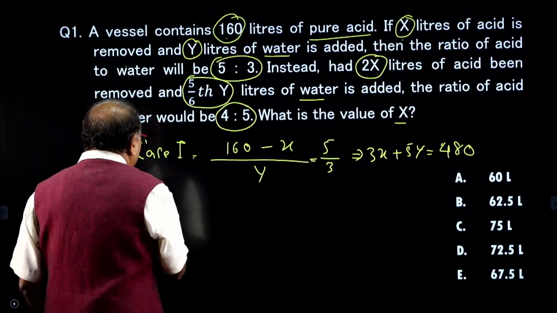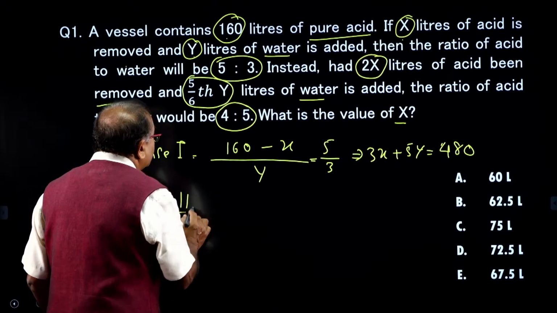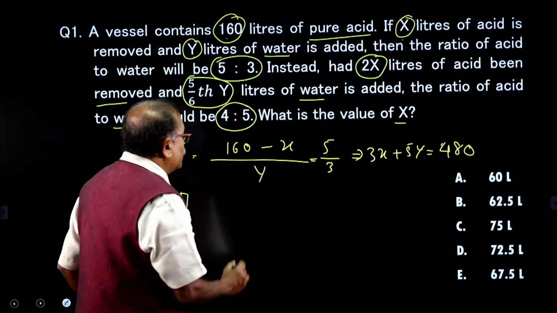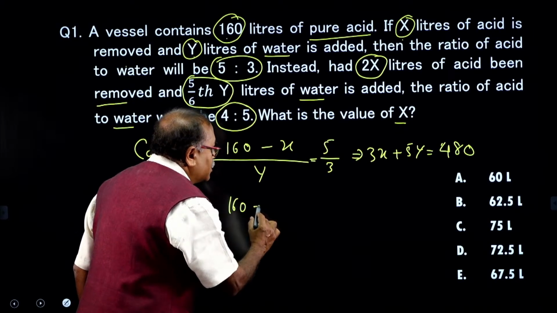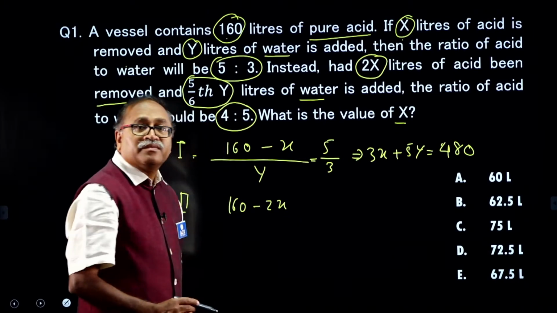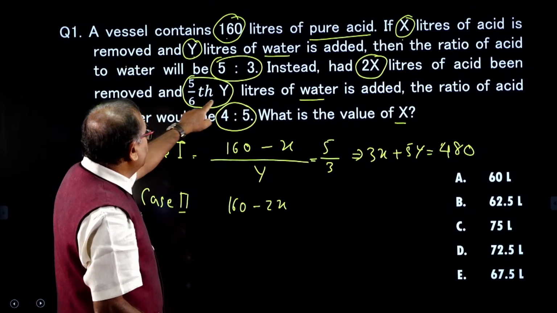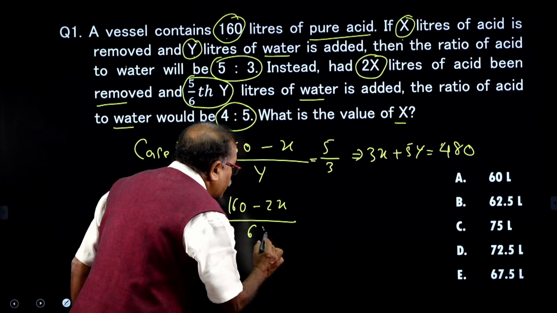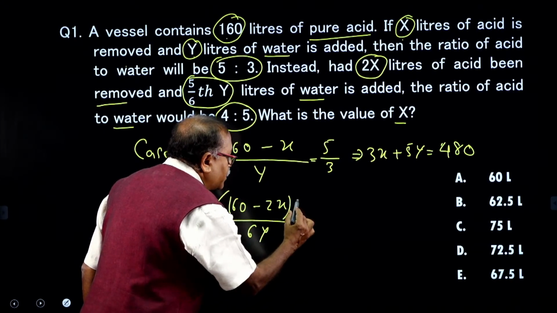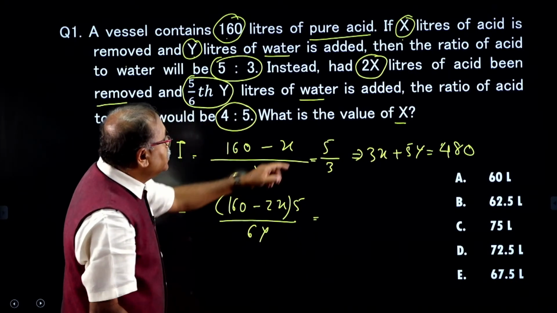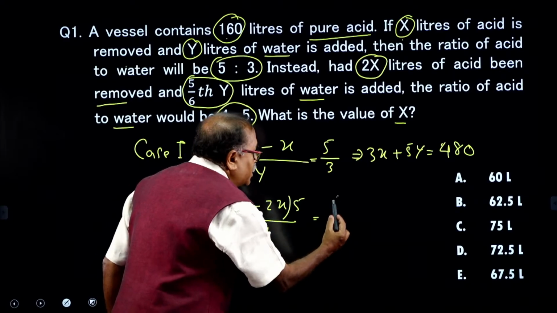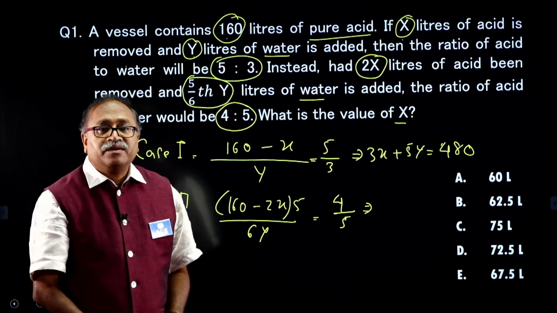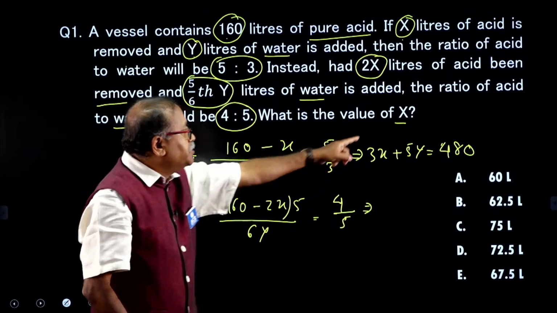And in case 2, what is given to us? Instead, 2x liter acid have been removed, that is 160 minus 2x, and 6/5 of y liter water is added. So, 6y/5, so obviously 5 will come over here and the ratio will become 4:5. So, this ratio is 4:5. From here also you can make one equation, and from there I will get the x value.